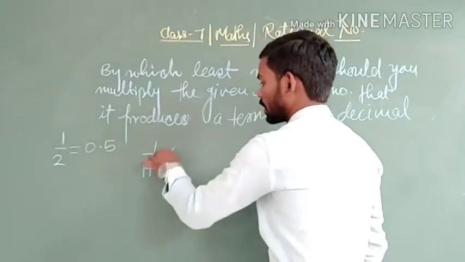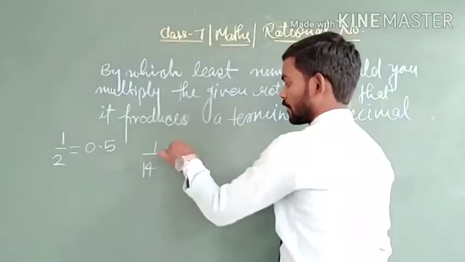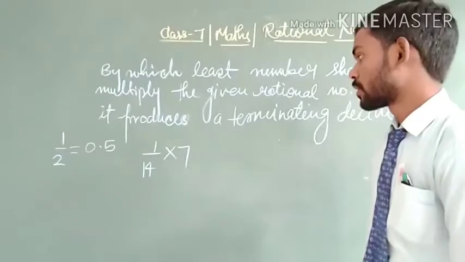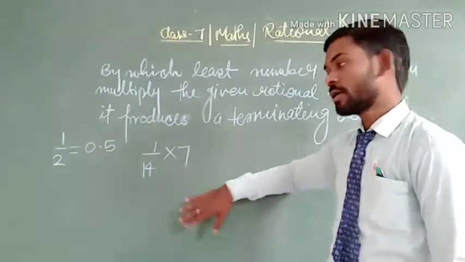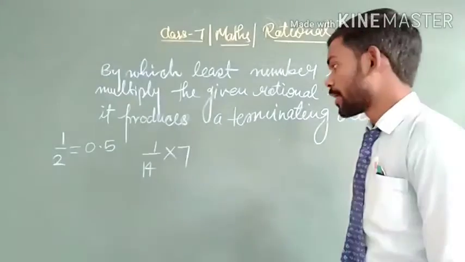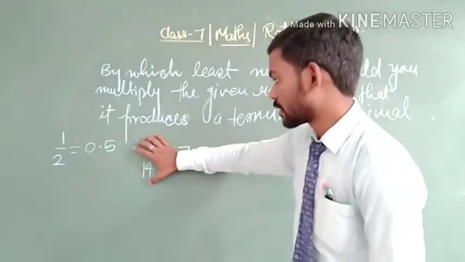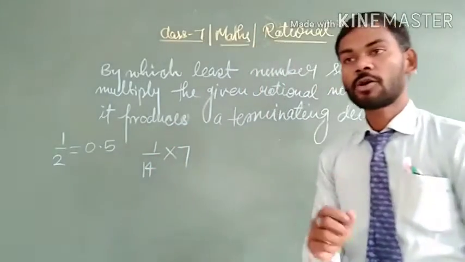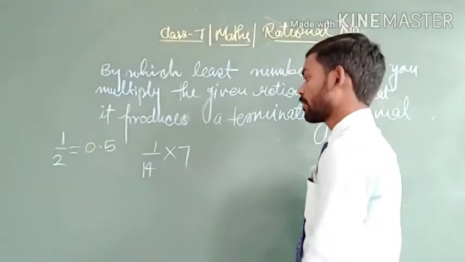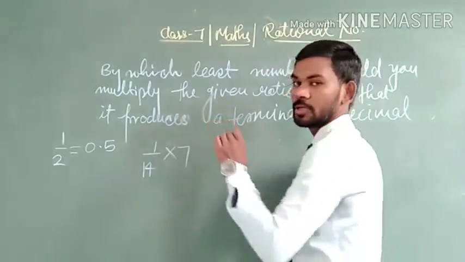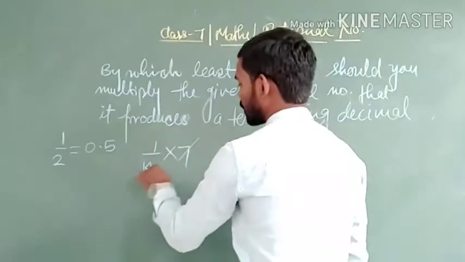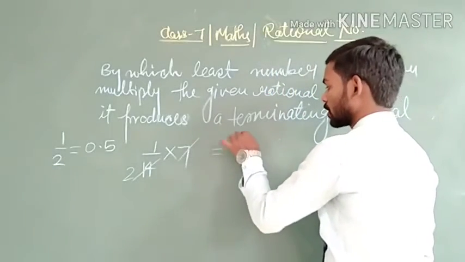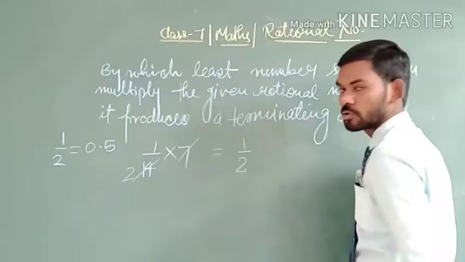So if we multiply this rational number by 7 only, here we are not solving it to get an equivalent rational number. Here we just want to convert this rational number in a manner that the denominator becomes 10 or a multiple of 10. So whenever we multiply this rational number by 7, then we can see that 7 ones are 7 and 7 twos are 14. And now here we get the new rational number as 1 upon 2.